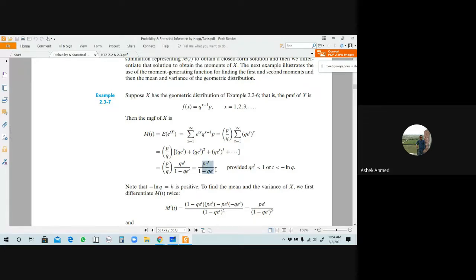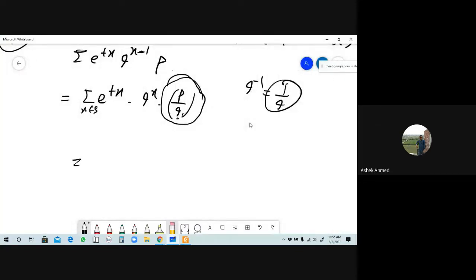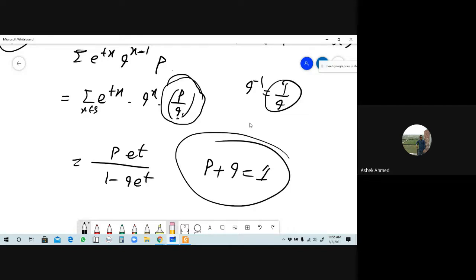So this will be the moment generating function. This is a very important formula here. This is the moment generating function of a geometric distribution. This is often asked in exams by giving a function. P into e to the power t divided by 1 minus q into e to the power t, but you have to remember that the values of p and q must satisfy p plus q equals 1. Then you can say that this is the moment generating function of a geometric distribution.